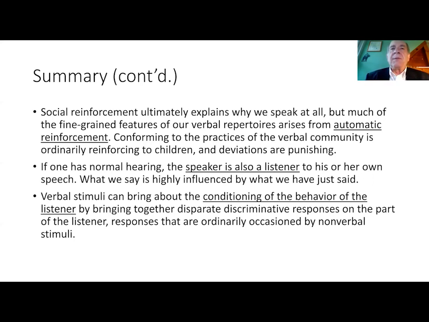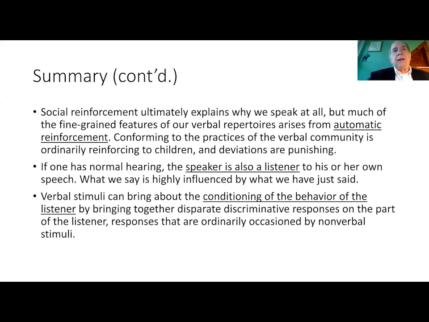If one has normal hearing, the speaker is also a listener to his or her own speech. What we say is highly influenced by what we've just said. Verbal behavior can bring about the conditioning of the behavior of the listener by bringing together disparate discriminative responses on the part of the listener, responses that are ordinarily occasioned by nonverbal stimuli.